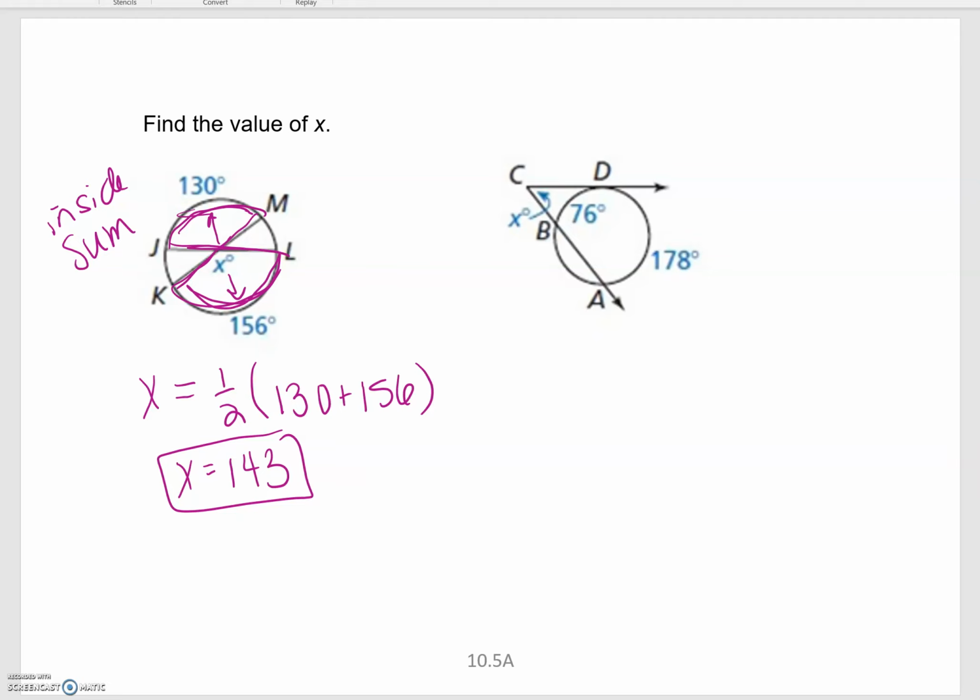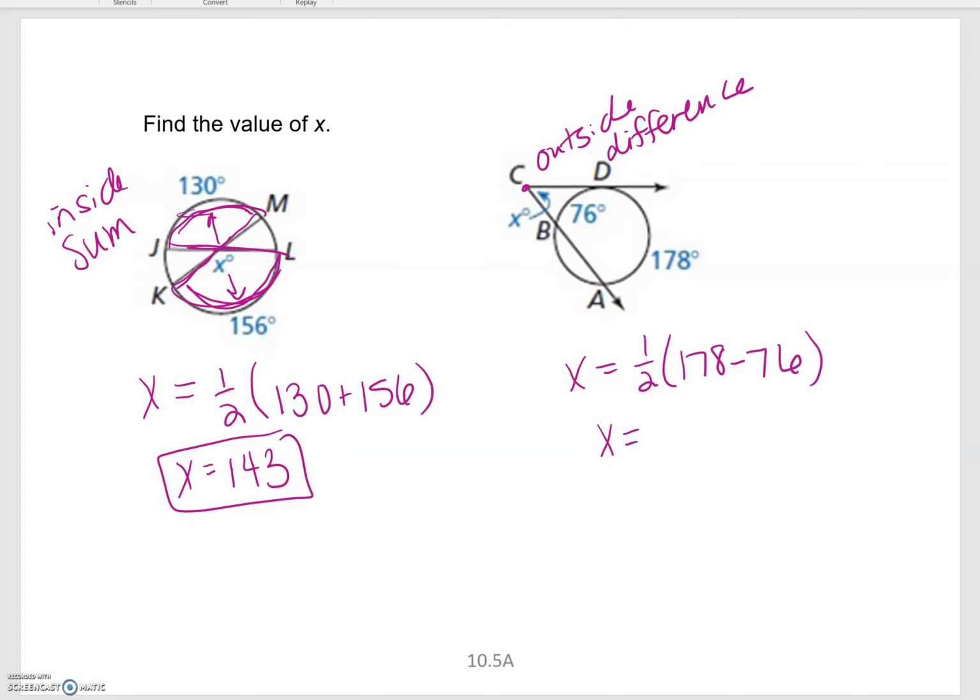Okay, for my next one, they intersect outside. So this one is the difference, which means I'm subtracting. So I'm going to have x, that's my angle, is equal to 1/2 of my big arc minus my small arc. Remember, you don't want a negative angle to come out here, so big minus small. And then take 1/2, so I end up with x equals 51.